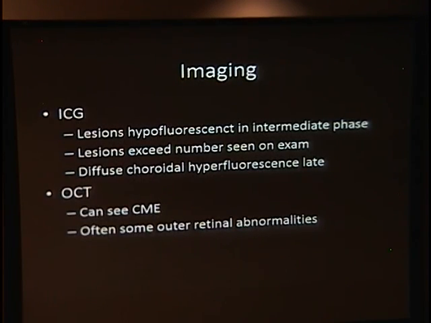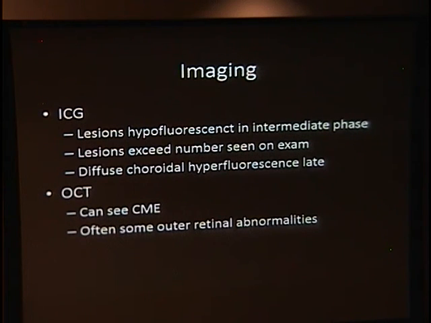The ICG is really the test that gives this disease away. So if you're suspicious of birdshot, like we mentioned, an HLA-A29 is helpful, and an ICG is always helpful as well. This is where you get the classic hypofluorescent lesions in the intermediate to late phases on the imaging. The lesions typically exceed the number of lesions that you see on exam. Even if they have a darker fundus and the yellow lesions are more obvious, you'll often see far more hypopigmented lesions on the ICG compared to what you saw at the slit lamp. And then you get this diffuse hyperfluorescence of the choroid late on the ICG.